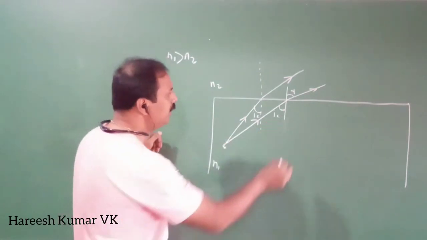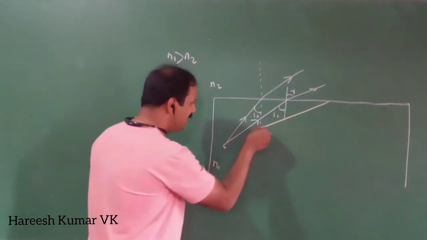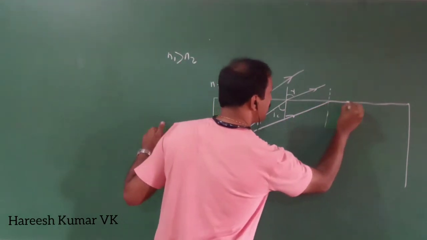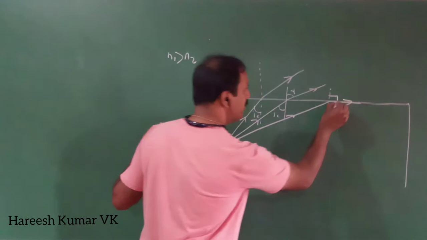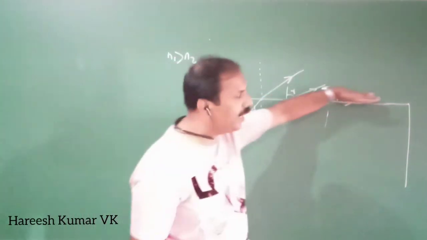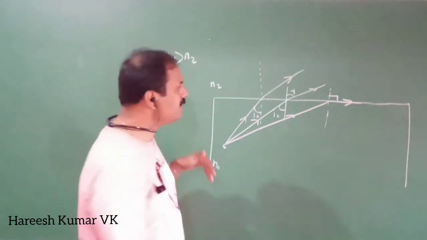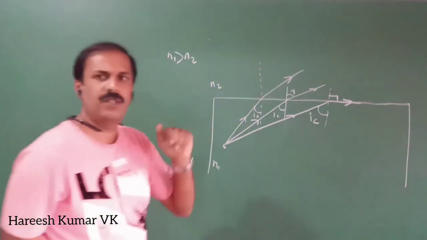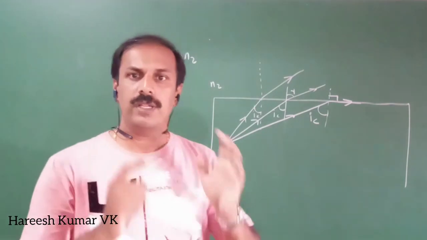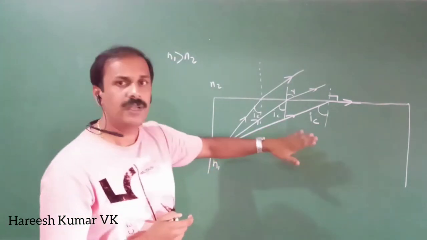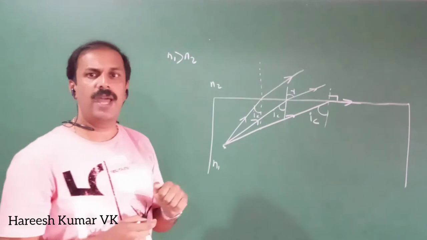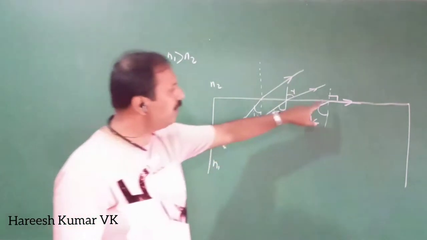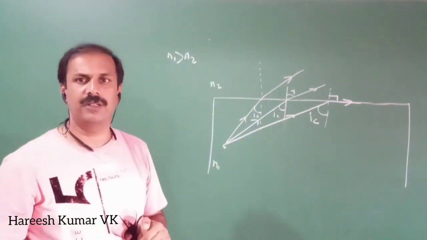Think about a particular angle of incidence for which the angle of refraction is 90 degrees. Your light is moving parallel to the surface itself. This angle of incidence is called the critical angle, IC. So the main point is, if a ray of light is falling from a denser medium to a rarer medium and the angle of incidence is the critical angle, then the angle of refraction will be 90 degrees.